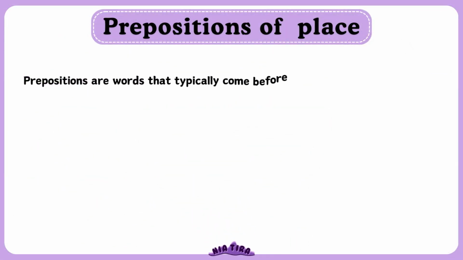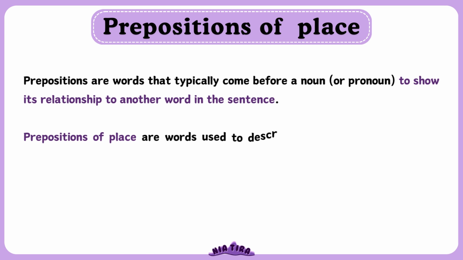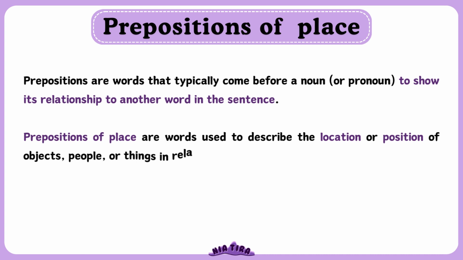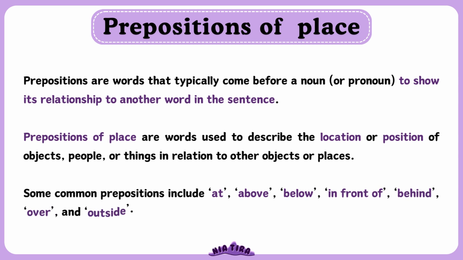Prepositions of place. Prepositions are words that typically come before a noun or pronoun to show its relationship to another word in the sentence. Prepositions of place are words used to describe the location or position of objects, people, or things in relation to other objects or places. Some common prepositions include at, above, below, in front of, behind, over, and outside.